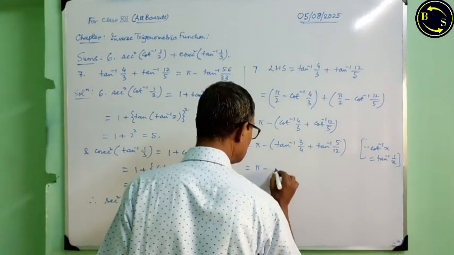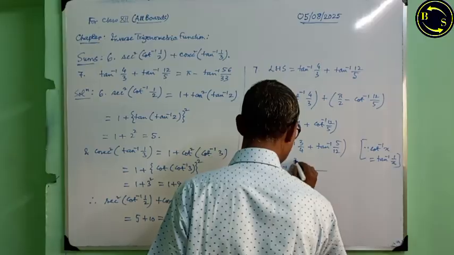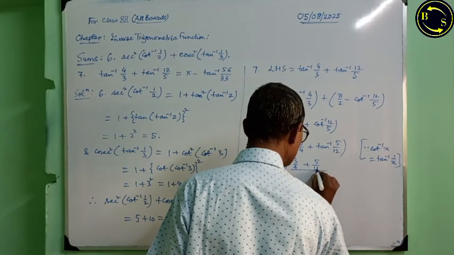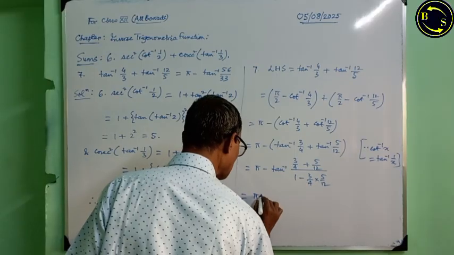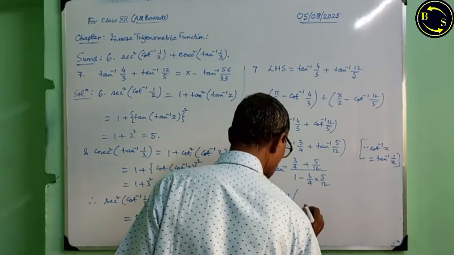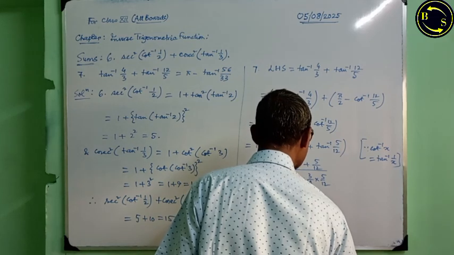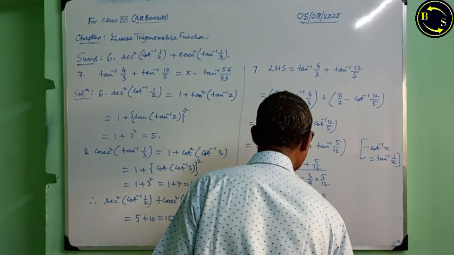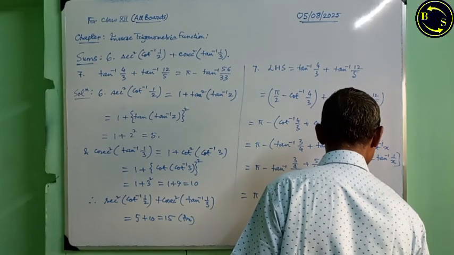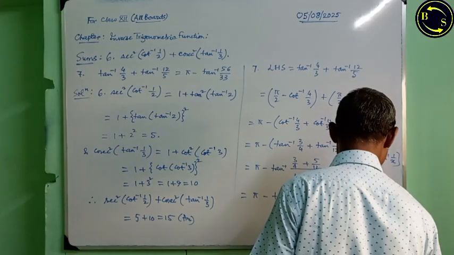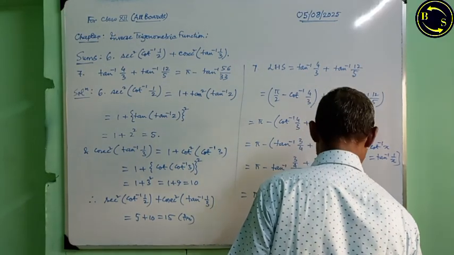Now we apply the formula tan inverse x plus tan inverse y equals tan inverse of x plus y by 1 minus xy. Pi minus tan inverse. Now writing the denominator of both numerator and denominator, 36 plus 20, 48 minus 50. Pi minus tan inverse 56 by 33. That is the RHS part. Good.